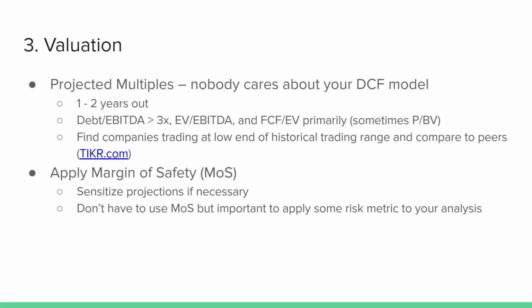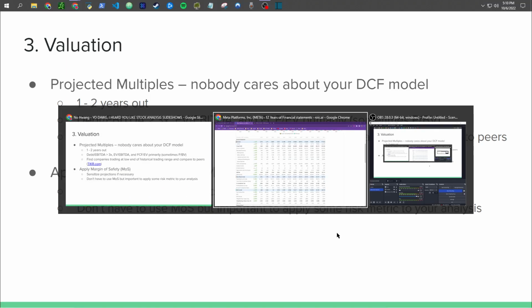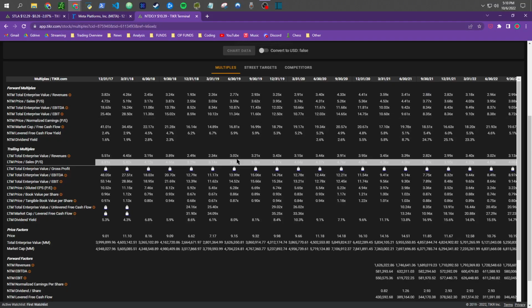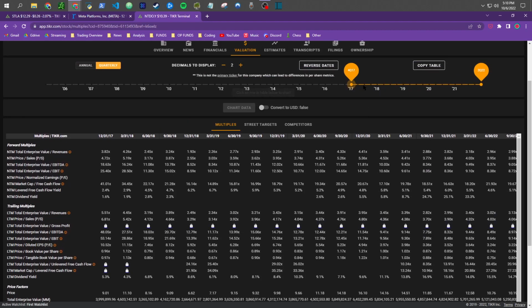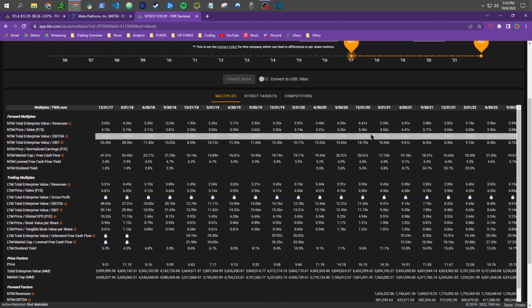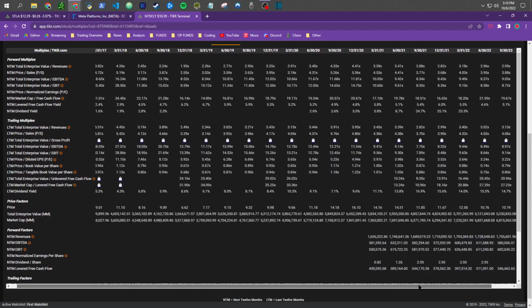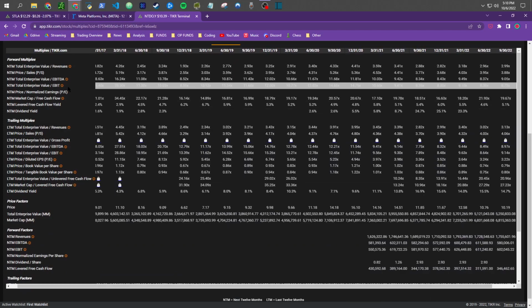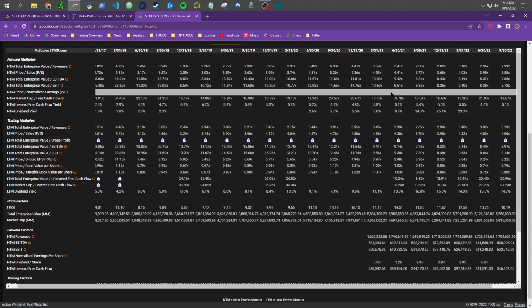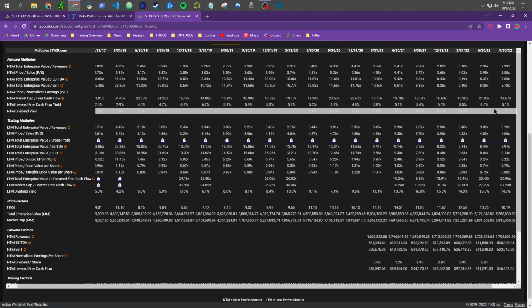I'm going to try to find companies trading at the low end of that historical trading range and compare that company to its peers. So a good example would be Nintendo. Here I have the past 5 years pulled up for the range that they've been trading at. So you can see enterprise value to EBITDA here, and you can see free cash flow yield right here.